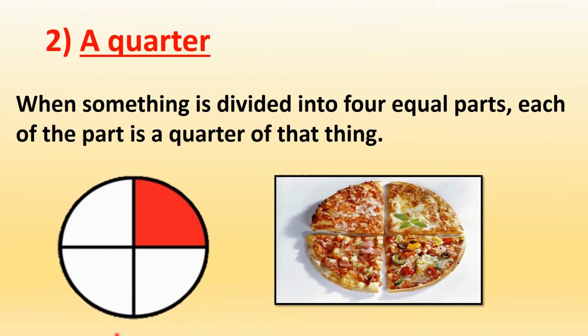Now second point, a quarter. In the figure, the circle is divided into 4 equal parts. One part is colored and the remaining 3 parts are not colored. The colored part is a quarter of the whole circle. One part taken from 4 equal parts of an object is a quarter of the whole object. So, when something is divided into 4 equal parts, each of the parts is a quarter of that thing.